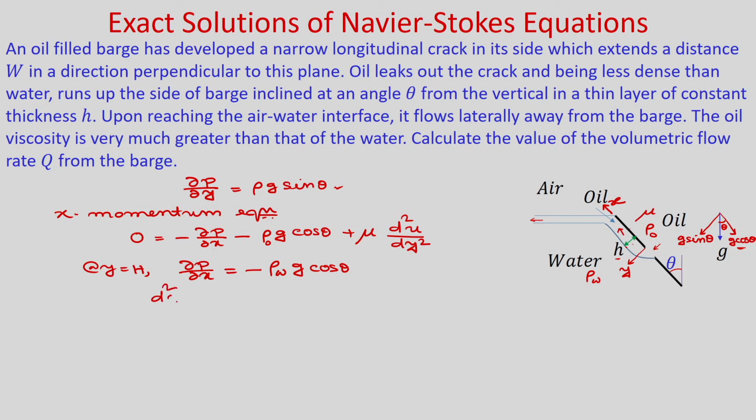So, we can write d 2 u by dy square is equal to minus (rho w minus rho naught) divided by mu naught into g cos theta. Let us say that mu naught is the oil viscosity. Okay. So, now this ordinary differential equation you integrate twice, find the velocity distribution inside the thin film, and from there we can calculate the volume flow rate.